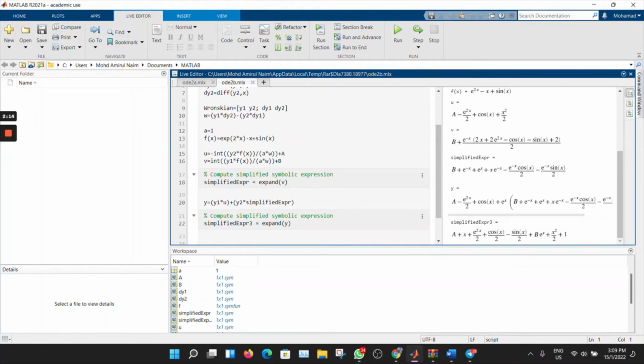y is equal to a negative e^x over 2 plus cos x plus e^x b plus e^(-x) plus e^x plus x e^(-x) minus e^(-x) cos x over 2 minus e^(-x) sin x over 2 plus x^2 over 2. So the last general solution is a plus x plus e^(2x) over 2 plus cos x minus sin x over 2 plus b e^x plus x^2 over 2 plus 1.